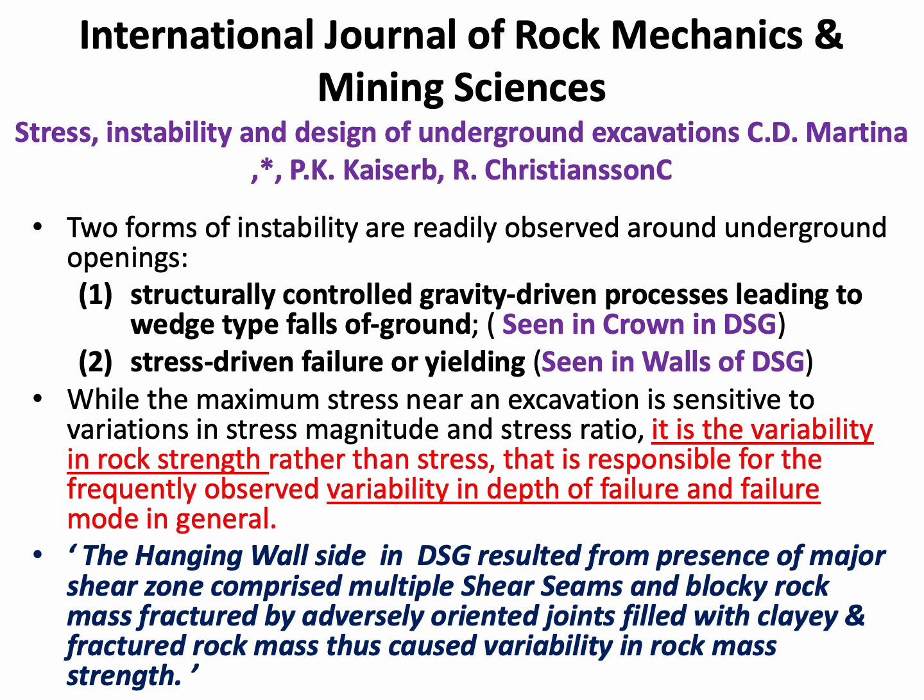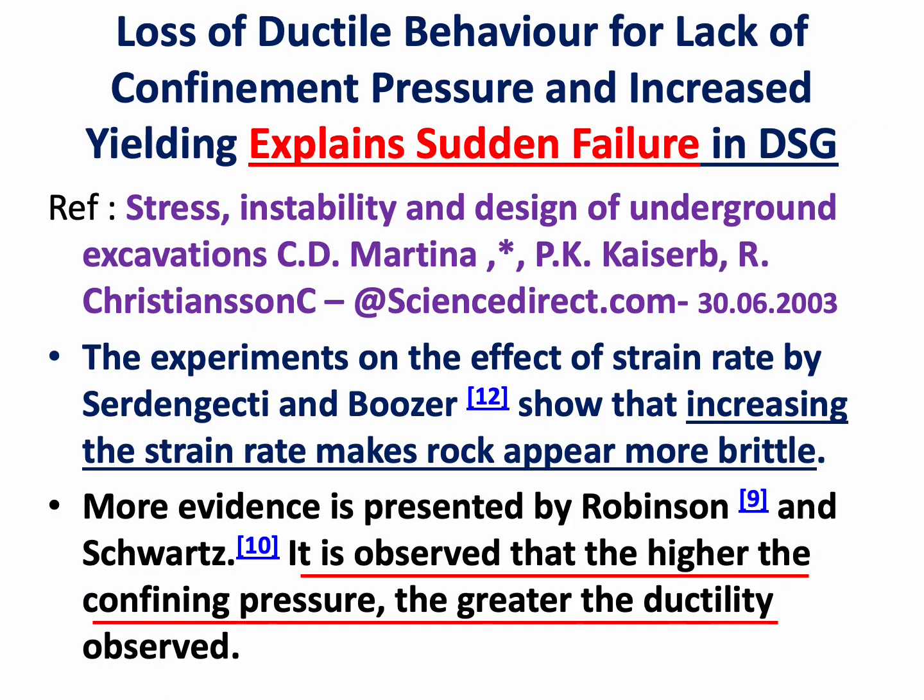Now the raveling would occur because the stresses have become less than 0, and because of the variability in rock mass strength, the depth of failure is influenced to a large extent. The loss of ductile behavior due to lack of confinement pressure and increased yielding explains sudden failure in DSG.